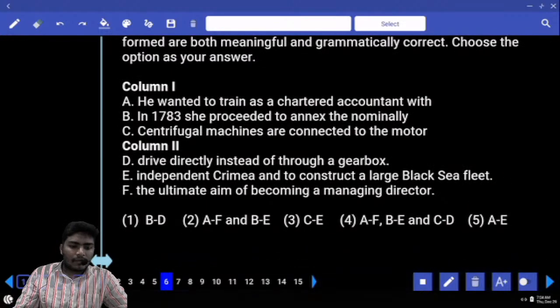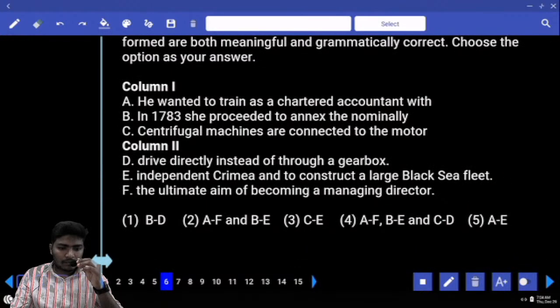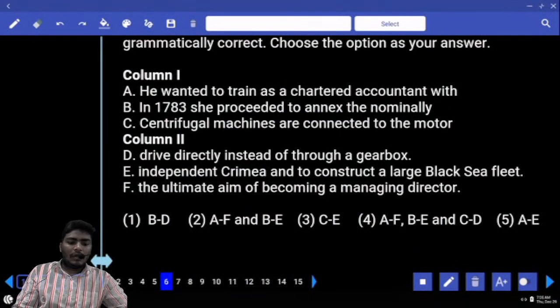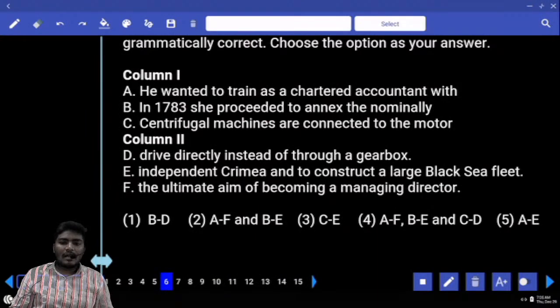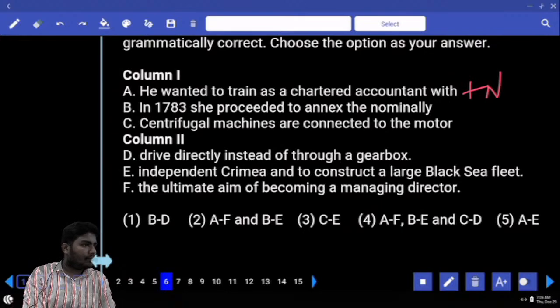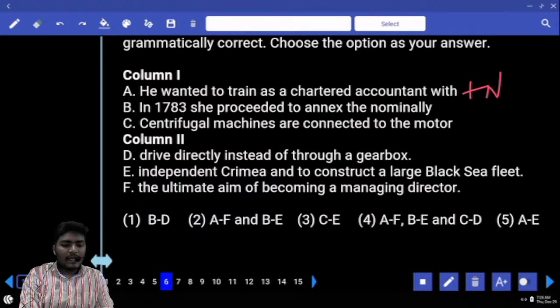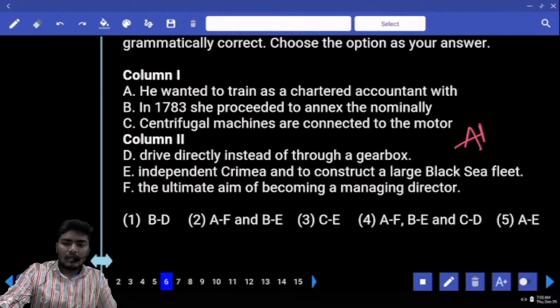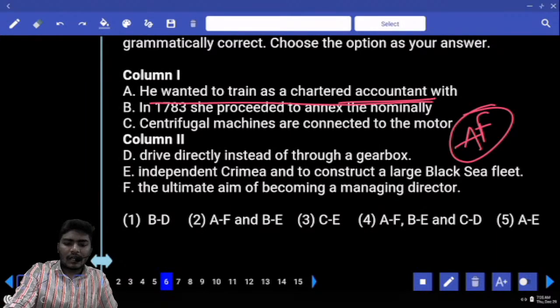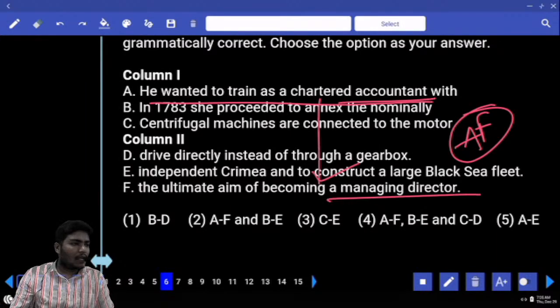Move to 6. Column 1, column 2. He wanted to train as a chartered accountant with dash, after "with" we need noun form. Where is that? With drive directly, with independent premier, with the ultimate aim of becoming a managing director. Which one is correct? A-F is fine, right? He wanted to train as a chartered accountant because he wanted to become a managing director.